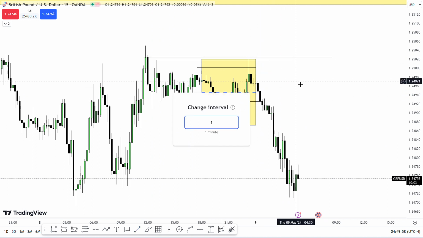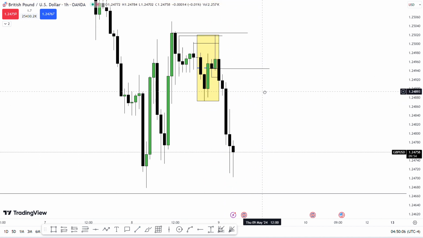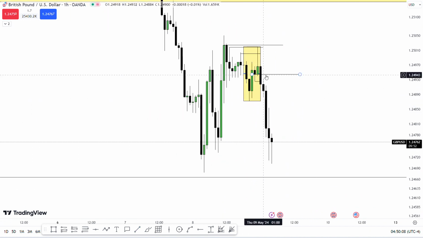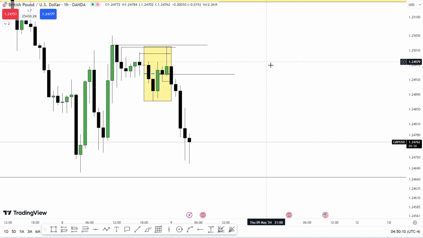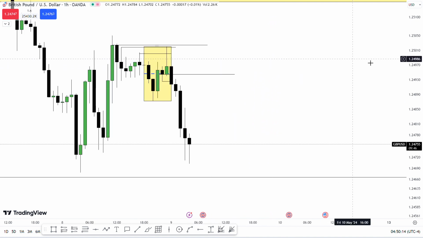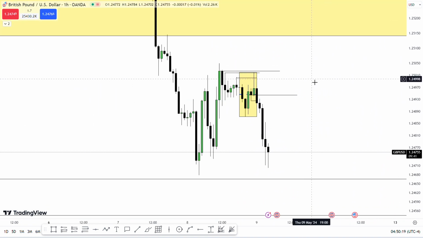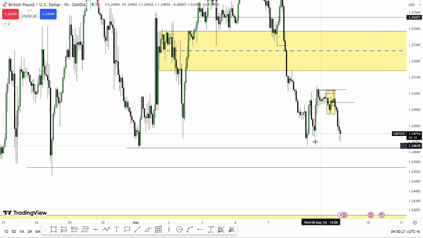So in the 1 hour time frame, I will be waiting for the market to tap into one of these levels, and I will be waiting for a reversal from this area. Maybe I'm going to take a direct entry, or I will be waiting for a market structure shift in the lower time frame. So let's see what the market is going to do.